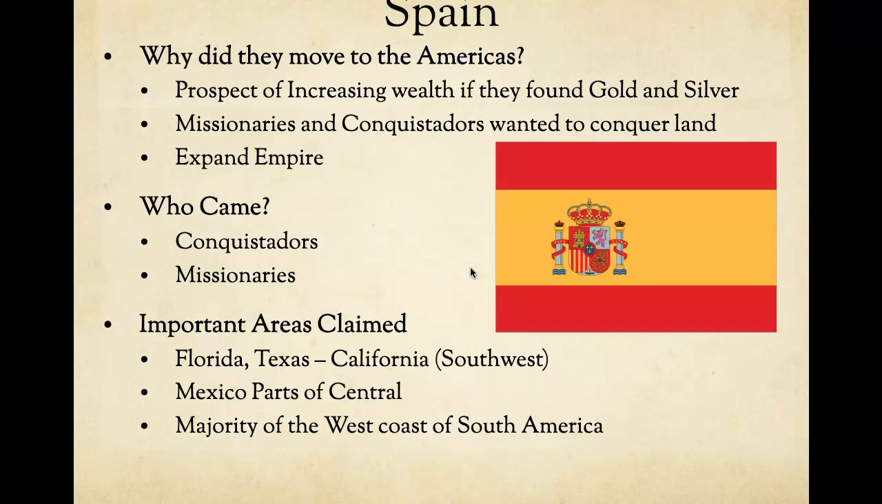Missionaries and conquistadors wanted to conquer the land and expand their empire. If you were a conquistador, they sent you and you got land, they gave you land that you could own. So conquistadors and missionaries were people who came to conquer the land. The important areas claimed are Florida, from Texas to California, Mexico, parts of Central America, and a majority of the west coast of South America.